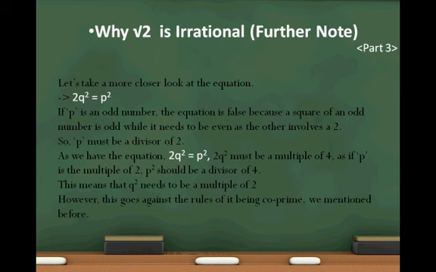But this clearly contradicts the idea that p and q have to be co-prime with each other, because obviously if p and q are both even, they have another divisor other than 1, which is 2. So we finally are able to prove that the square root of 2 cannot be a rational number. So we've been able to prove that the square root of 2 is irrational by using an algebraic way.